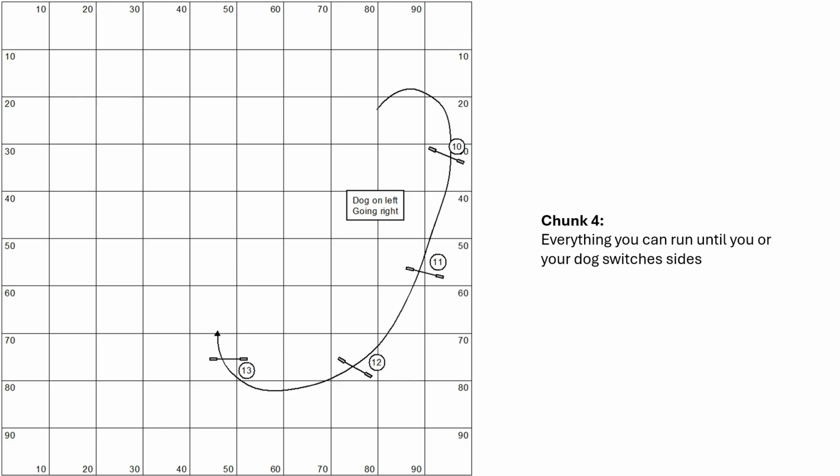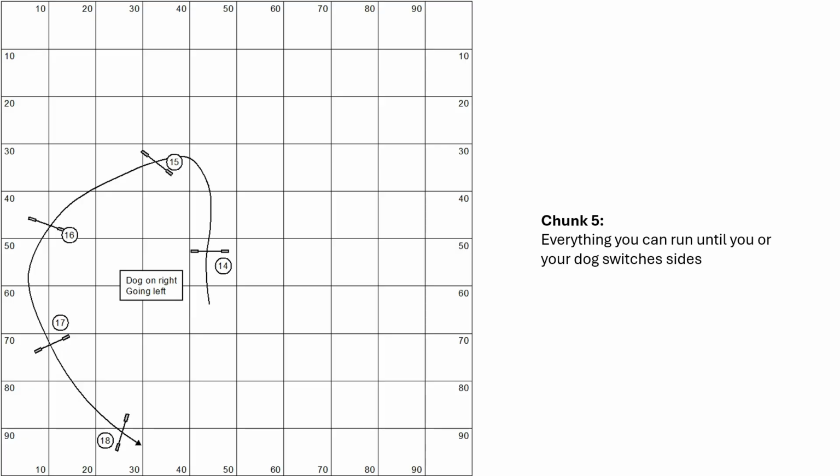Once again, we have that pretty big loop of 10, 11, 12, 13, all going the same direction, all on the same curve, no dog side changes anticipated. And very similar to the first course that I showed, the dog is going to be on the right, and you are generally probably going to be going to the left. So just a curved line.